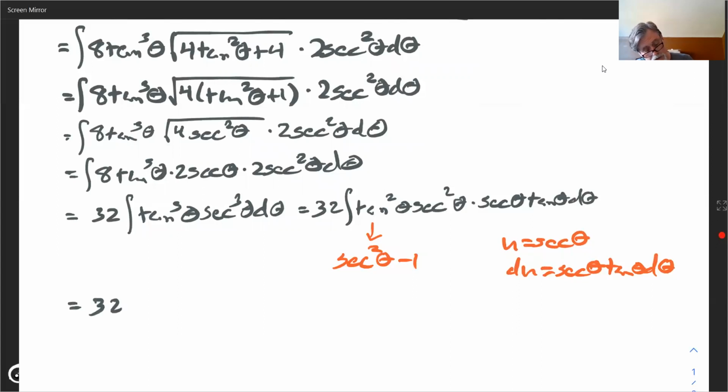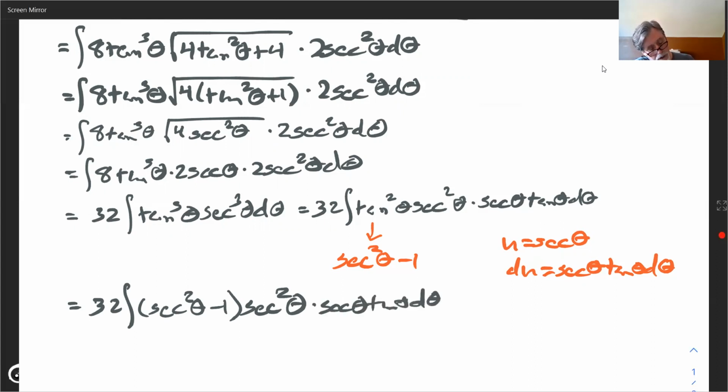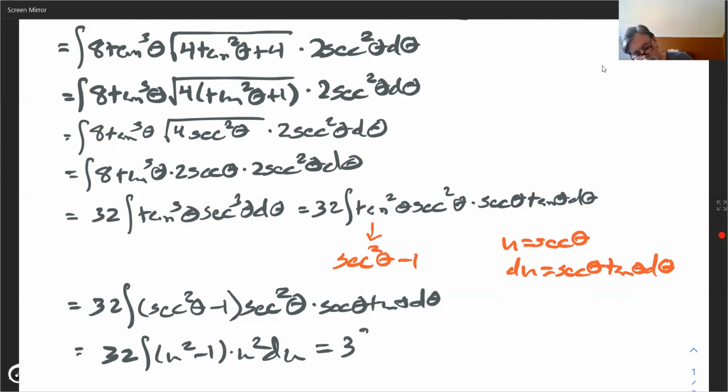It's 32 integral. What else do we have? We've got secant squared theta minus 1. And then the secant squared is secant squared. And now I didn't do the substitute. I'm rewriting, sorry. So secant theta, tan theta. Well, that's okay. It's thorough. So now we can go, it's 32 integral. And now we have u squared minus 1 times u squared du. That's a happy integral. We're finally getting to an integrand that we can handle.